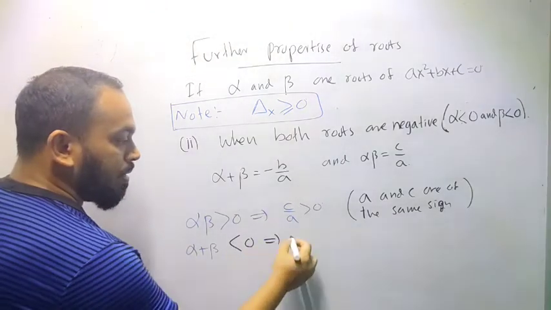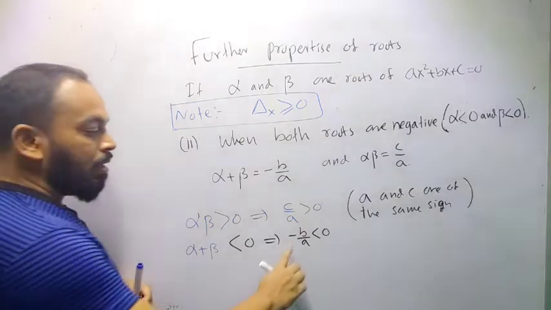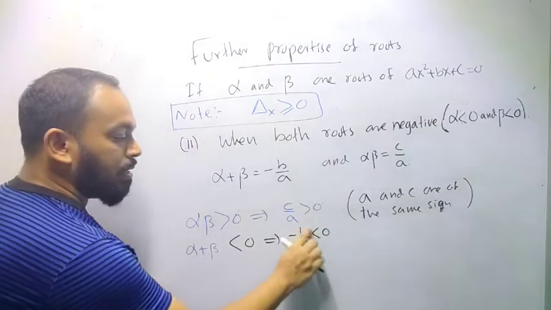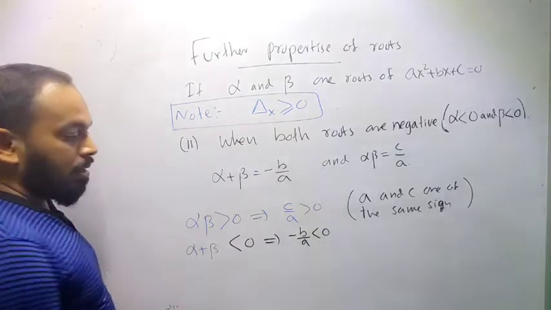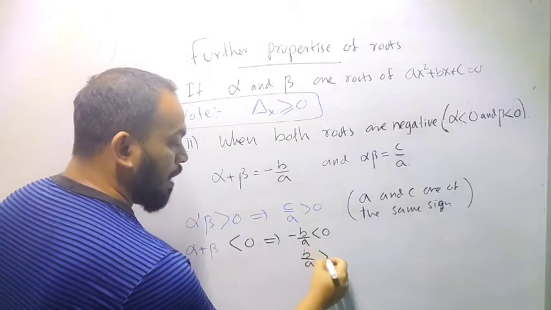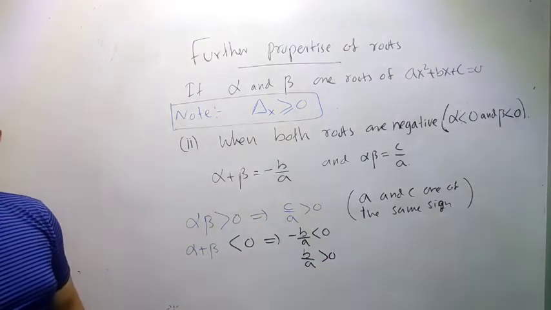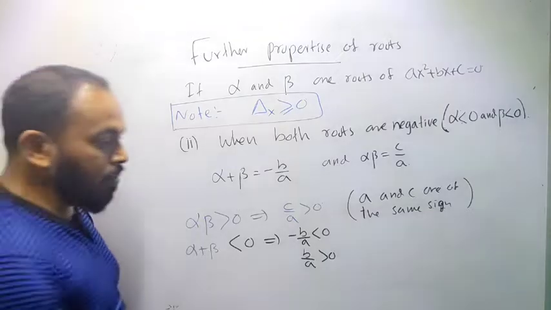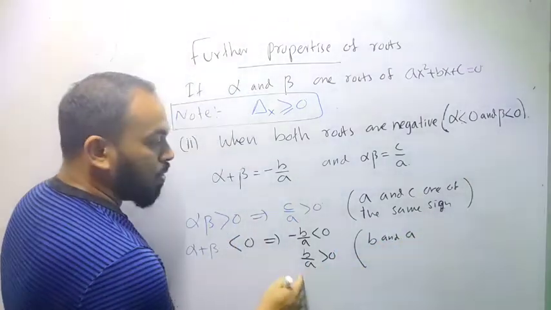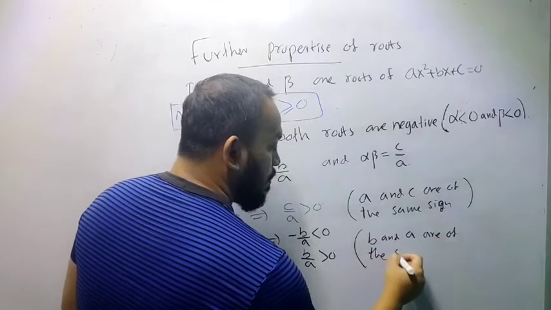This implies negative B over A is negative. Now if I multiply this by negative 1, you can see that the inequality will change. So that means B over A is positive. Again we can see B over A is positive. So when is a quotient positive? That is when B and A, these two numbers, are of the same sign.